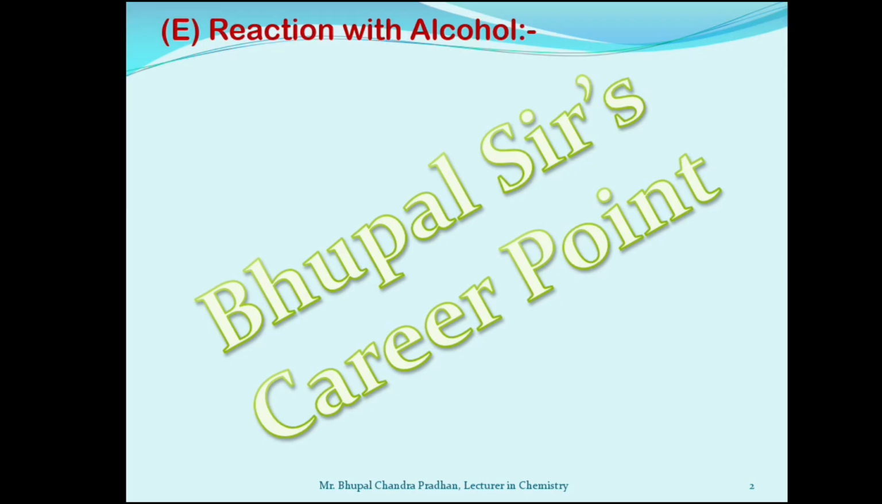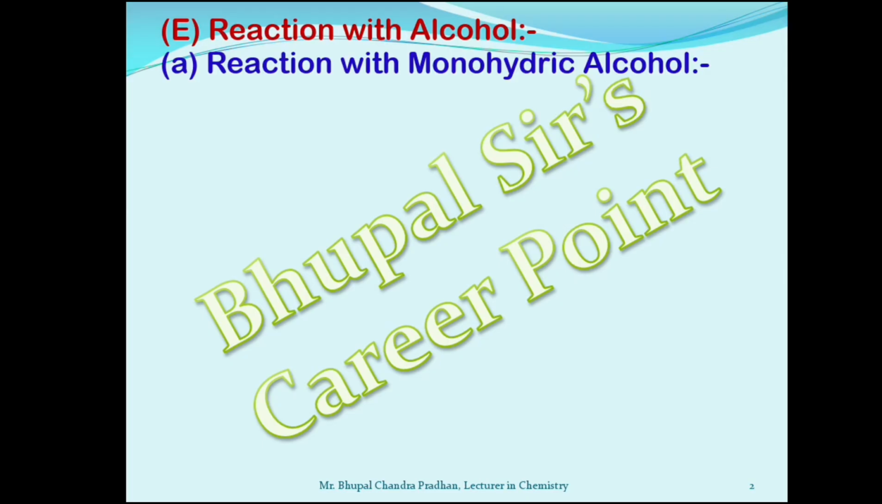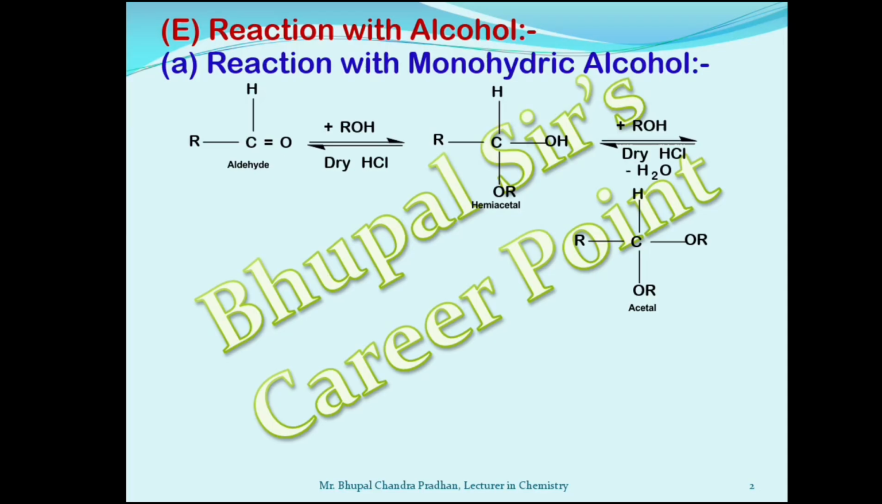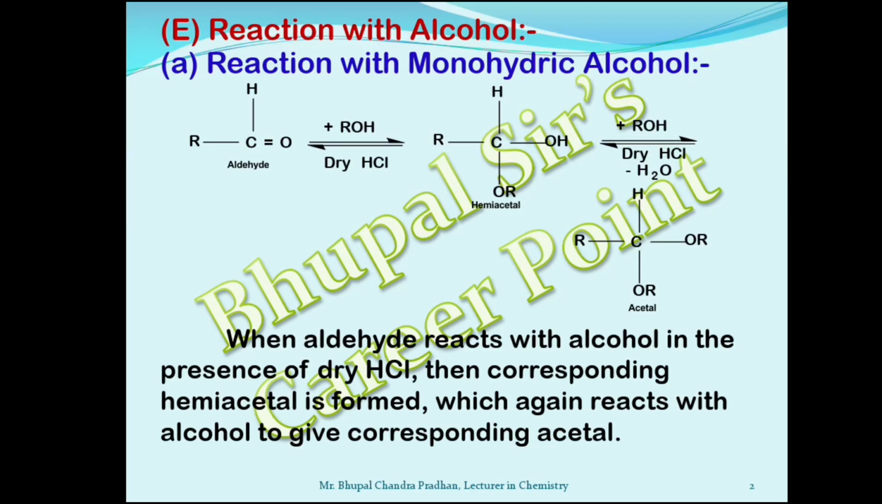Now, let us come to reaction with alcohol. Reaction with monohydric alcohol. If the alcohol contains only one OH group, then aldehyde reacts with monohydric alcohol in the presence of dry HCl, and it will give a hemiacetal, which again reacts with alcohol in the presence of dry HCl to give acetal. So, in the statement we have to write down, when aldehyde reacts with alcohol in the presence of dry HCl, then corresponding hemiacetal is formed, which again reacts with alcohol to give corresponding acetal.